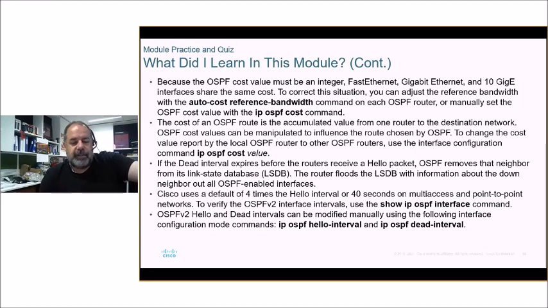And so you can either do the auto cost reference bandwidth command for the entire router, or you can manually set the cost on each interface. So, of course, you can play around with the hello and dead interval timers. Normally it's 10 and 40, but of course, if you wanted to detect things faster, you can make those times shorter.